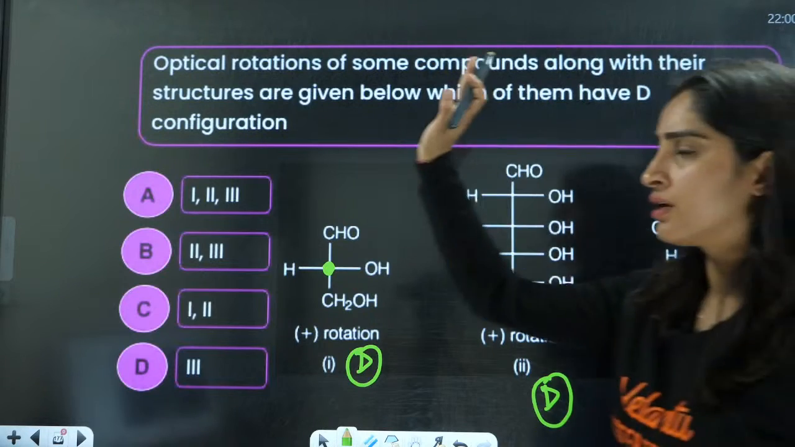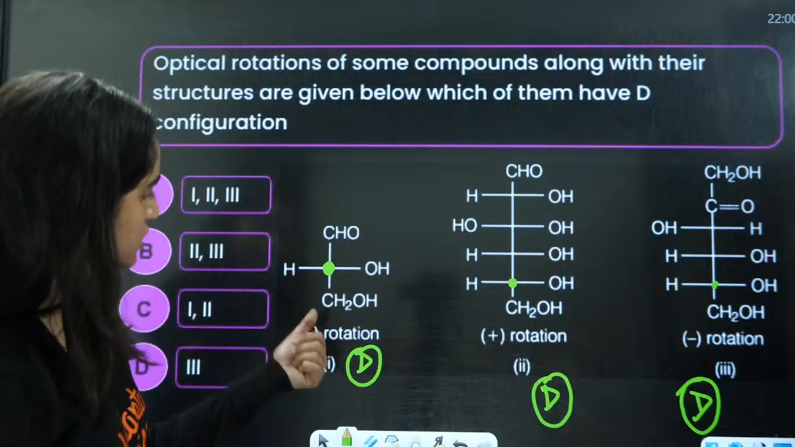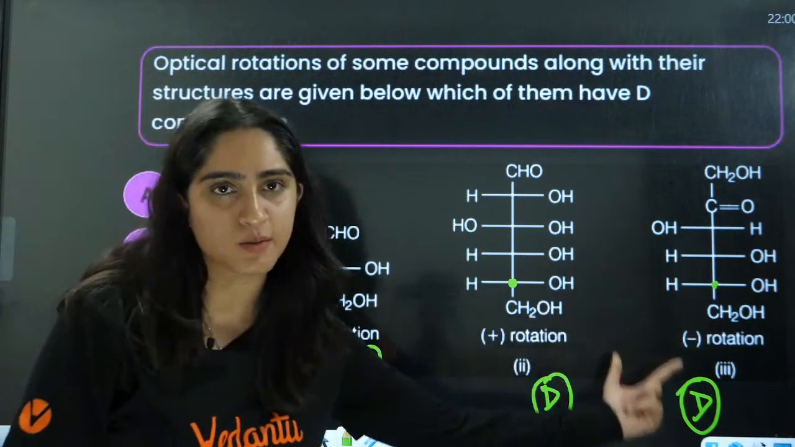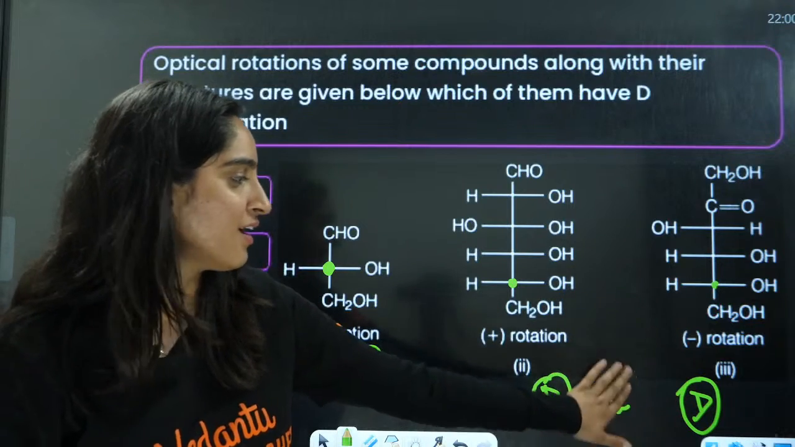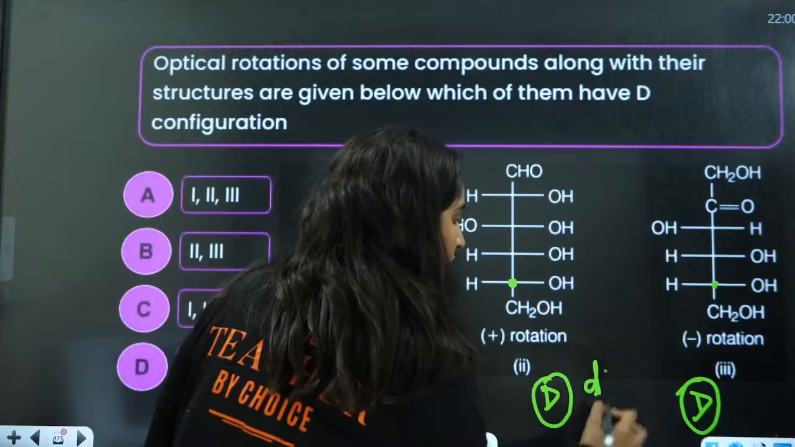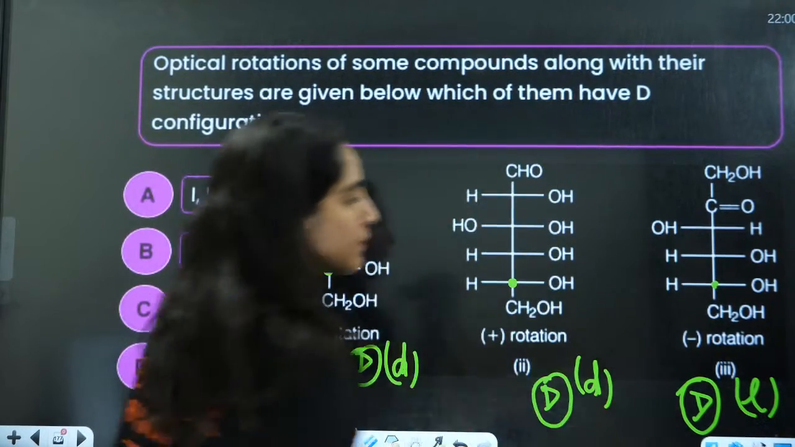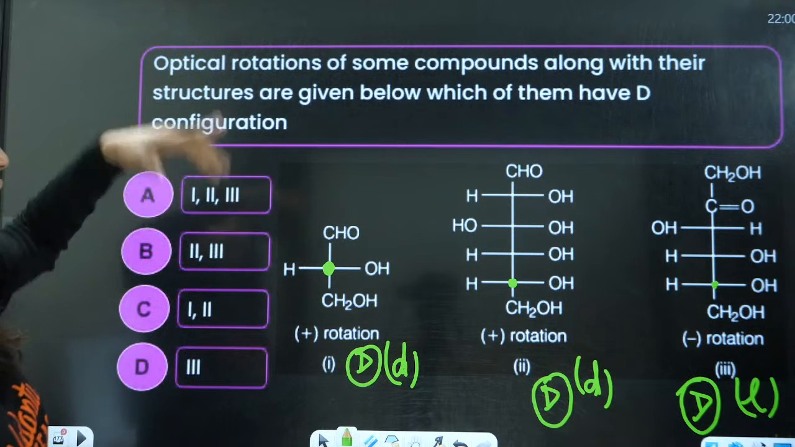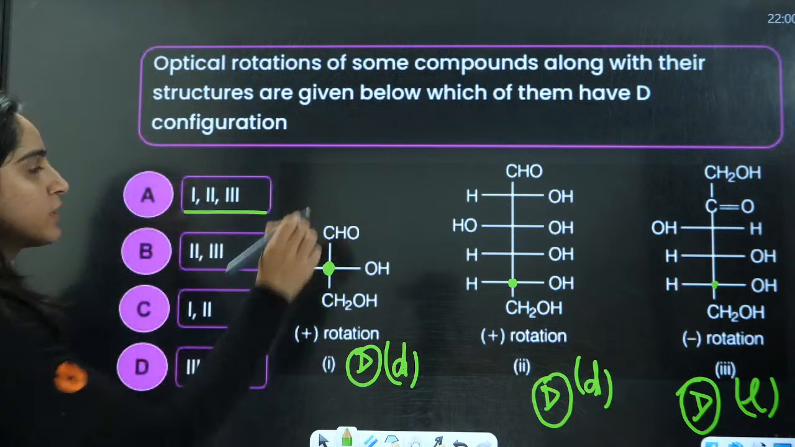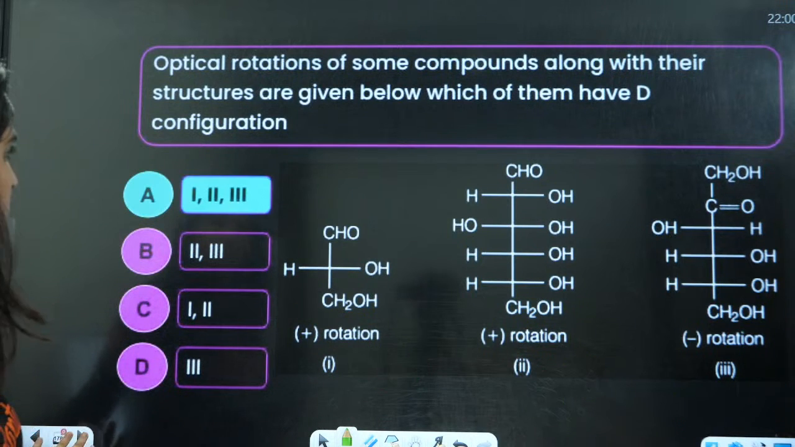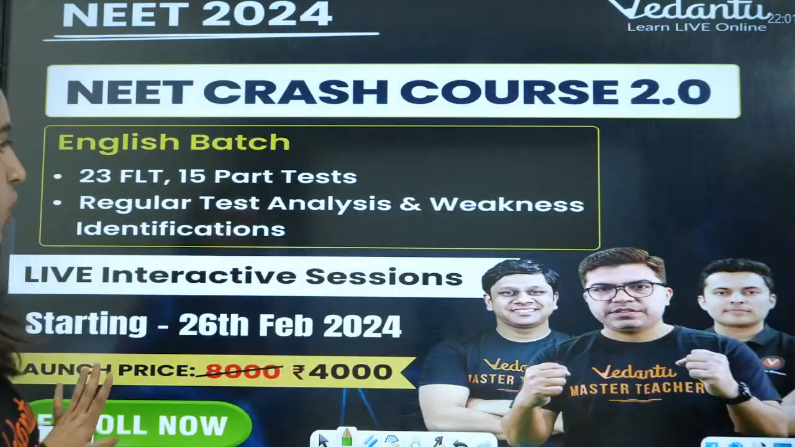Right? No relation. Students usually get confused. This is plus, this is capital D; this is minus, this is capital L. This is small d, this is small d, and this is small l, because of the rotation here. Below, which of them have D configuration? All these have D configuration. So 1, 2, 3 have D configuration, so the answer will be A. Understood this, everybody?